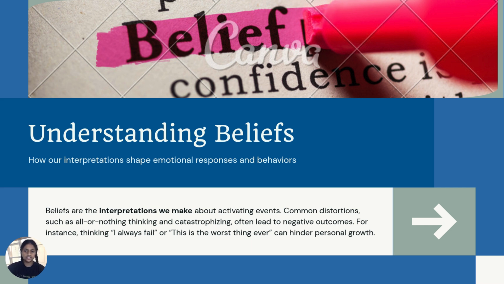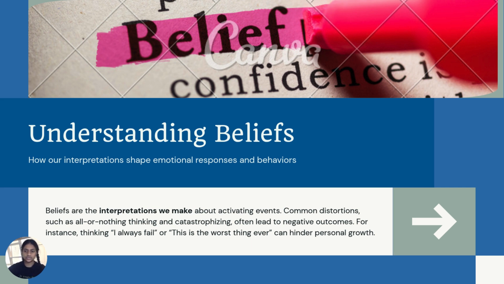Catastrophizing, which is imagining the worst that could happen. Or overgeneralization, for example, I always mess things up. Or mind reading, for example, they didn't text back, so they must be mad at me. So when we buy into these distorted beliefs, they limit our growth and reinforce negative emotional patterns.